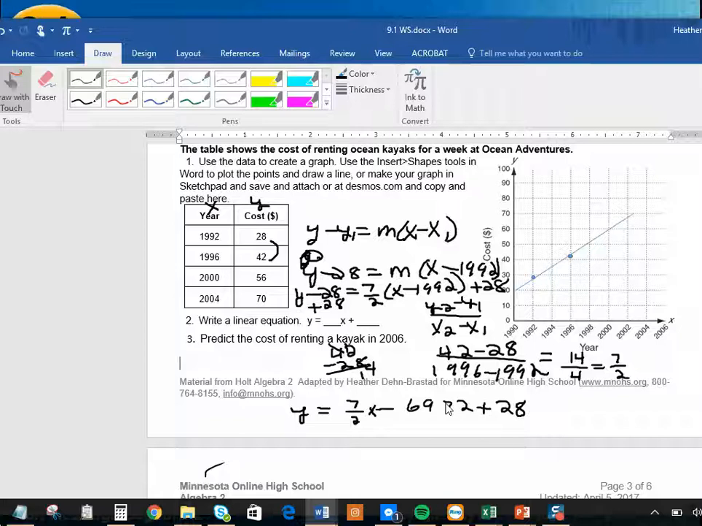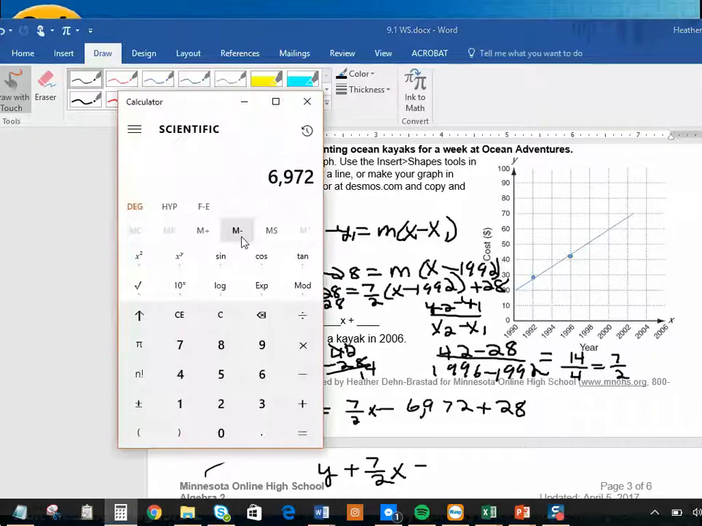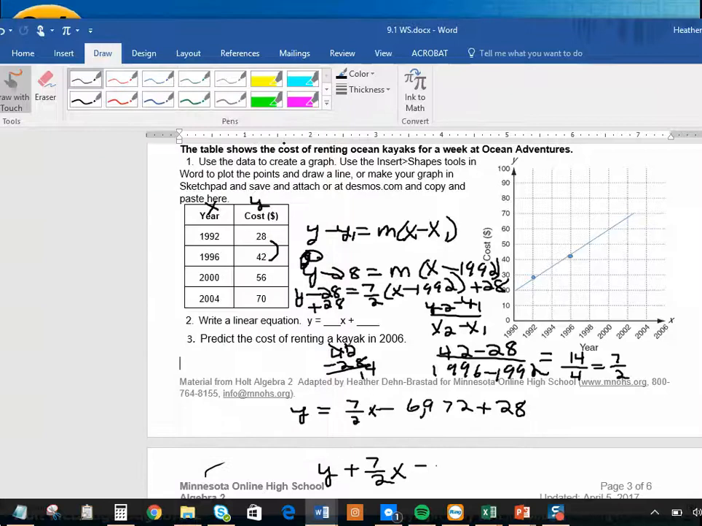So 7/2 x minus 7/2 times 1992 is the minus 6,972, and then I'd have to add 28 to that to finally get y equals 7/2 x minus... now I have to figure out the difference there of the 6,972, and add 28 to that is 6,944. Okay, that would be my equation of this line.